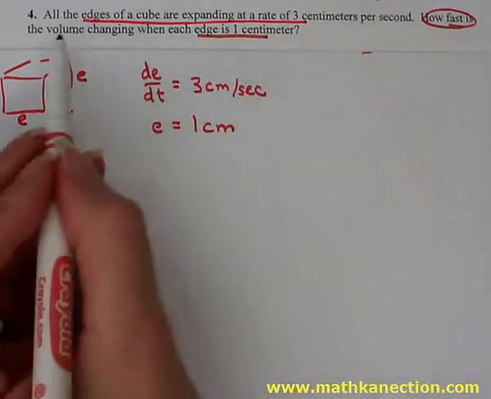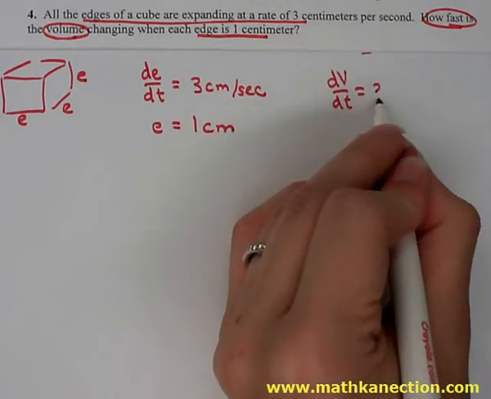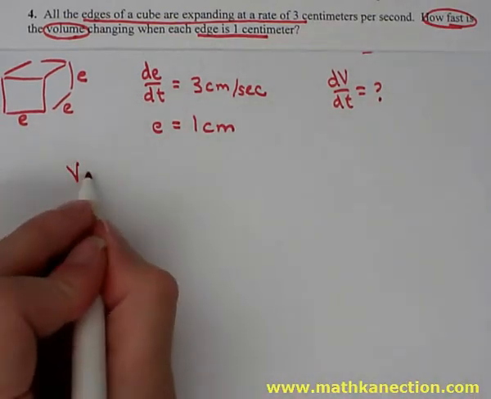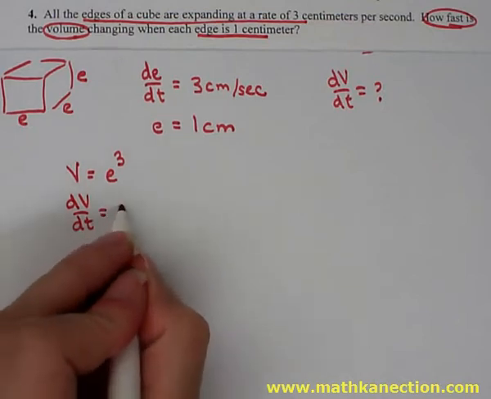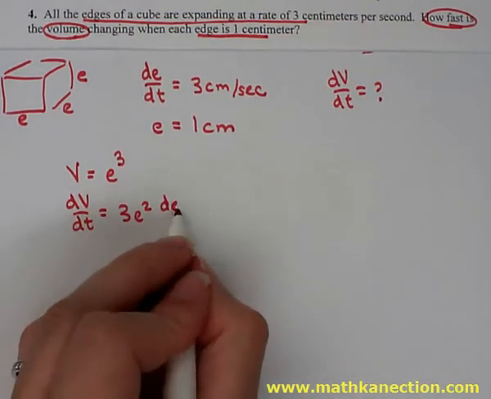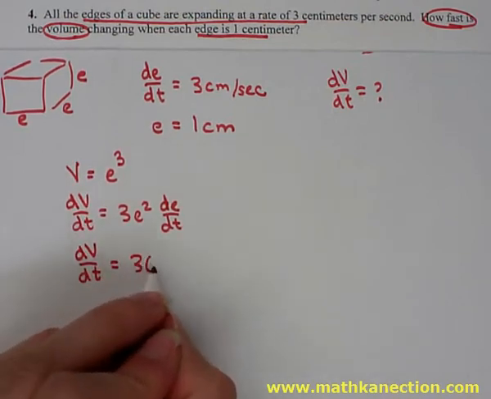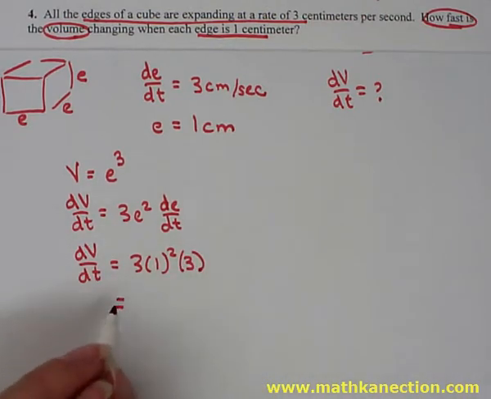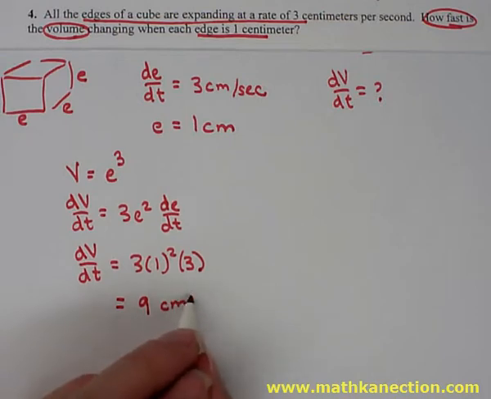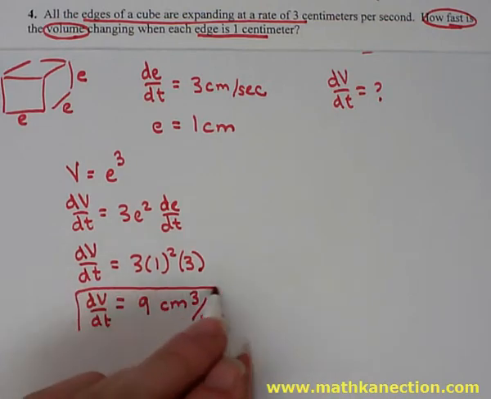And the question is, how fast is the volume changing? So we're looking for the rate of volume, so that's dV dt. Formula we'll need is the volume of a cube, which is E cubed. Derivative of volume with respect to time, step 5, is 3E squared dE dt. Replacing in the given values of E to be 1 centimeter and dE dt to be 3 centimeters per second. Get the answer of 9 centimeters cubed, because volume is measured in cubic, and time, which is seconds. So dV dt is 9 centimeters cubed per second.